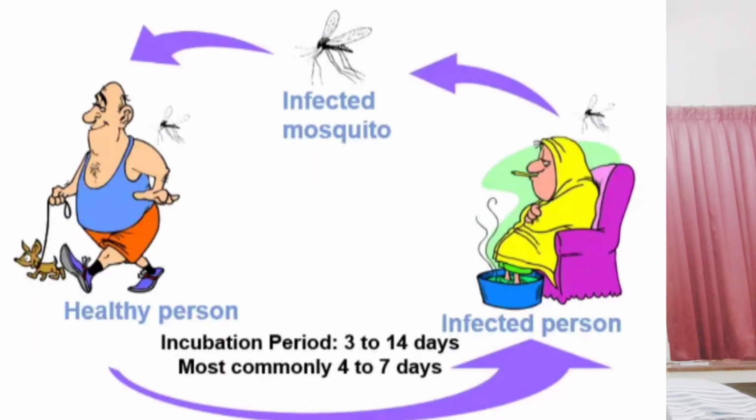These 4 serotypes cannot protect against each other. There is no cross antibody protection; one serotype cannot protect against the other serotype. The incubation period of this disease is 3 to 14 days. 5 to 10% of patients are symptomatic, whereas 90 to 95% are subclinical.